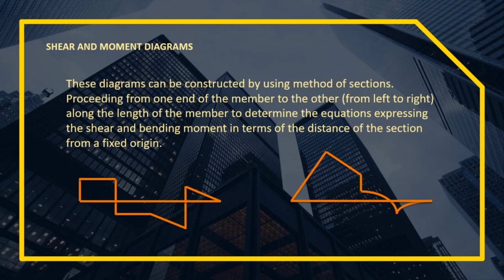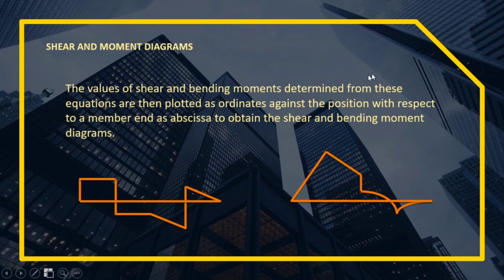These diagrams can be constructed using the method of sections, proceeding from one end of the member to the other, from left to right along the length of the member, to determine the equations expressing the shear and bending moment in terms of the distance of the section from a fixed origin. The values of shear and bending moment determined from these equations are then plotted as ordinates against the position with respect to the member as abscissa to obtain the shear and bending moment diagrams. This time, we will create equations in terms of x. We take the length to where we cut, from a fixed reference, our fixed origin. I will show it.